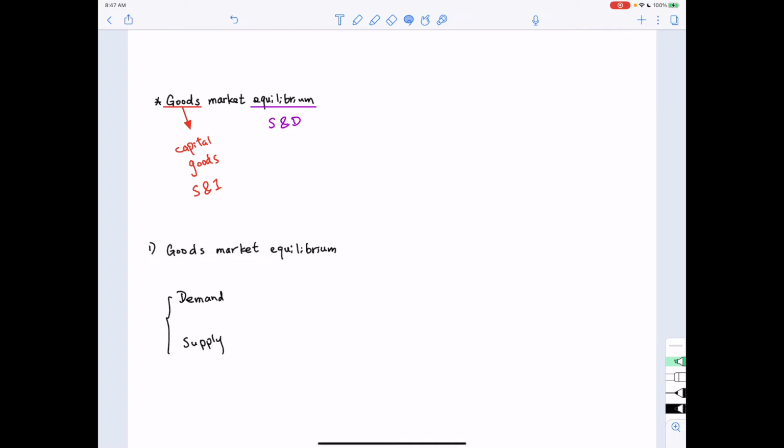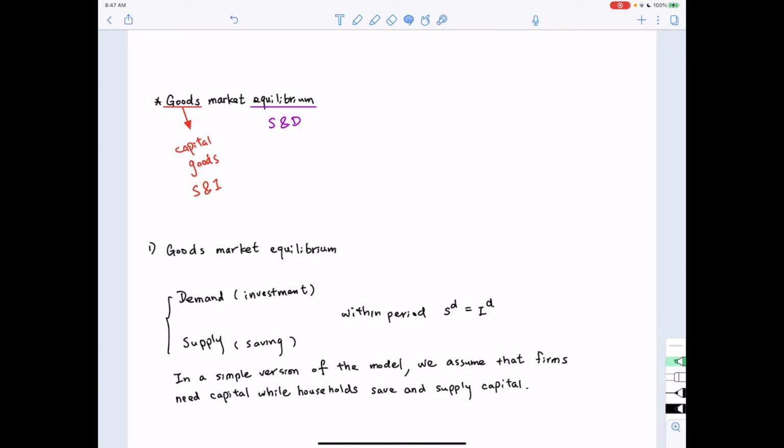We say the goods market is about the goods market's demand and the supply. The demand for the goods market is provided by the investors, and the supply of the goods market is provided by the savers. And then for each period, we are interested in the desired level of the saving equal to the desired level of the investment. So then we say that in a simple version of the model, we assume that firms need capital while the households save and supply capital.